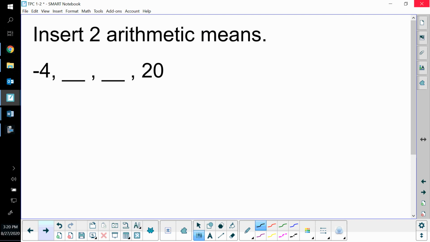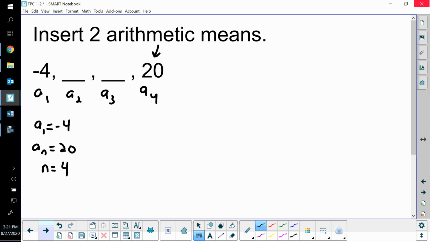And our last one we'll look at is an example of inserting 2 arithmetic means. So that's why there's 2 blanks there. We want 2 arithmetic means. So we'll call that one A1, A2, A3, and A4. So our things we know: A1 is negative 4. And then looking at this spot, our AN, the value of the spot is 20. And the term it is, the spot number is 4.